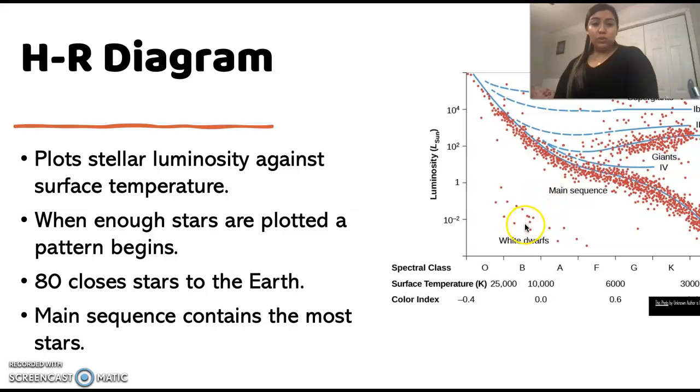And then on the white dwarf right here, we have stars that are hot but are not very luminous because of how small they are. So we don't have a lot of those right here, but we have some. But right here, this is why it's called the main sequence, because it holds the majority of the stars. Alright.